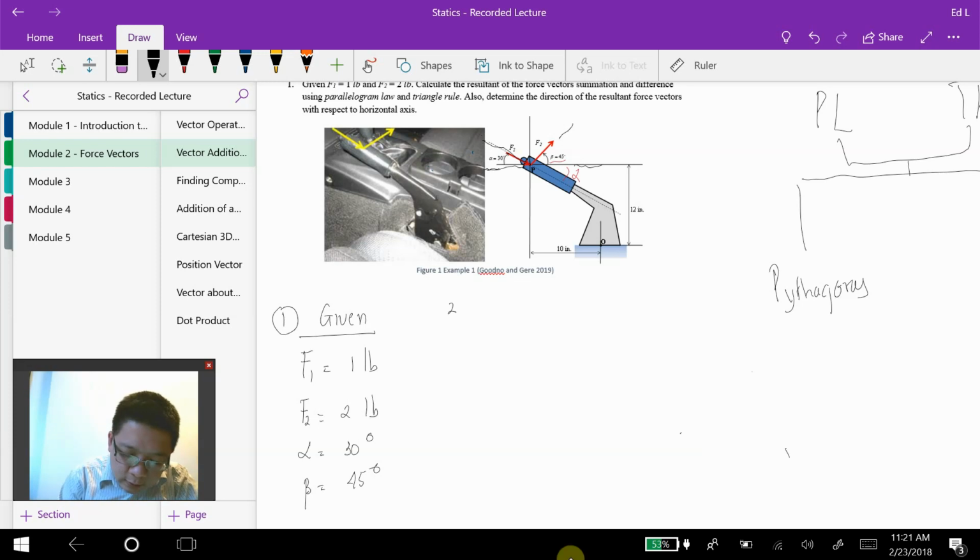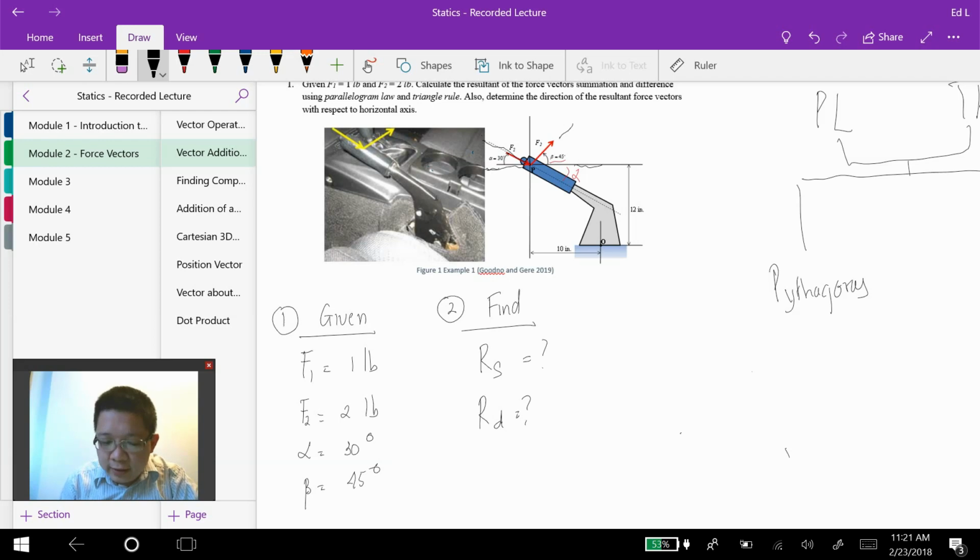And also, the next thing that we have to do is to list out what is being asked. So in here we have to find the resultant force factor summation and the resultant force factor difference. And in here we also have to find the direction of the force factor summation with respect to the horizontal axis, and the direction of the force factor difference with respect to the horizontal axis.